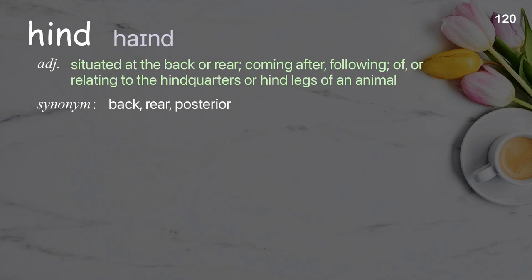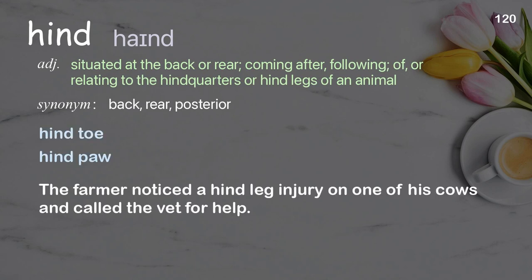Hind. Situated at the back or rear, coming after, following, of, or relating to the hindquarters or hind legs of an animal. Examples. Hind toe. Hind paw. The farmer noticed a hind leg injury on one of his cows and called the vet for help.